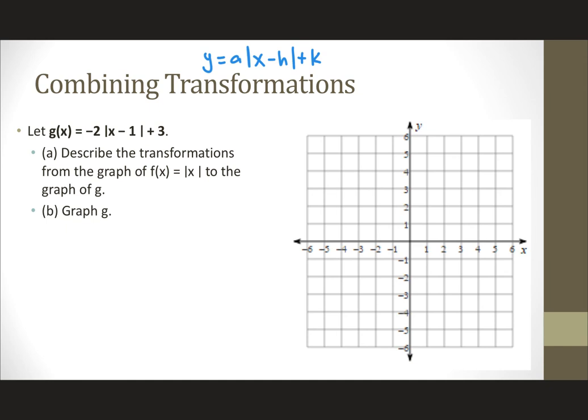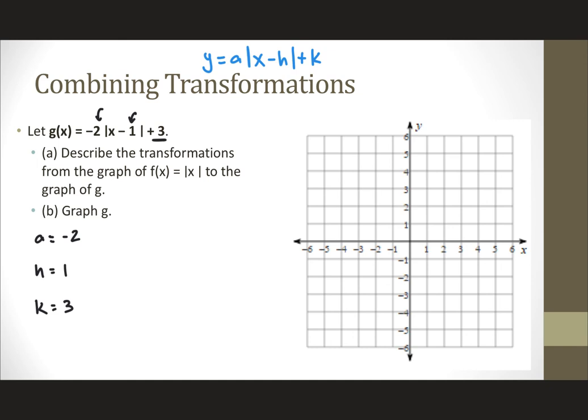So first off, we are going to find our transformations. So I'm going to list out my a, my h, and my k. Here we go. A is always going to be up front, and that is a negative 2. H is always going to be inside with x. It looks like a negative 1, so I know it's a positive 1. And then k is always on the outside, and it is exactly what it looks like.